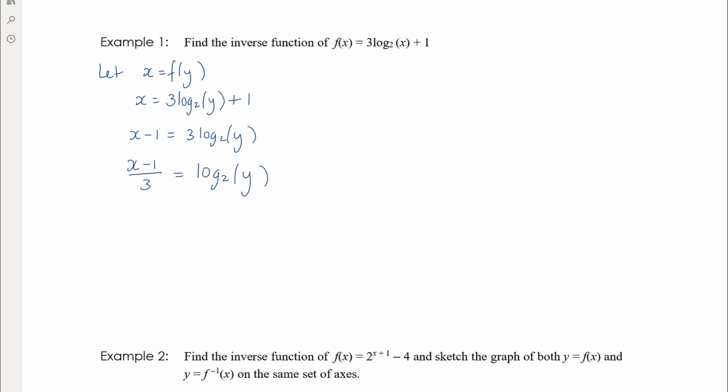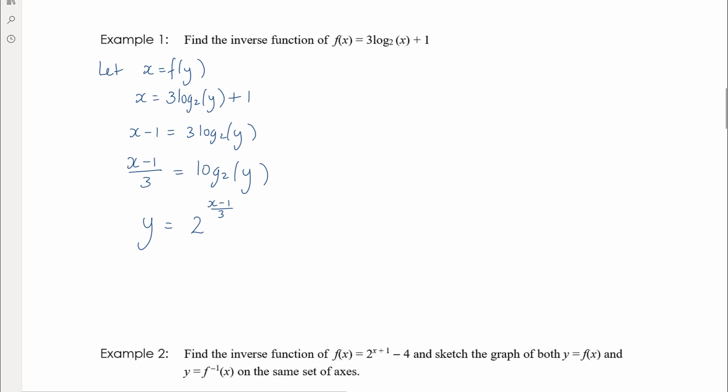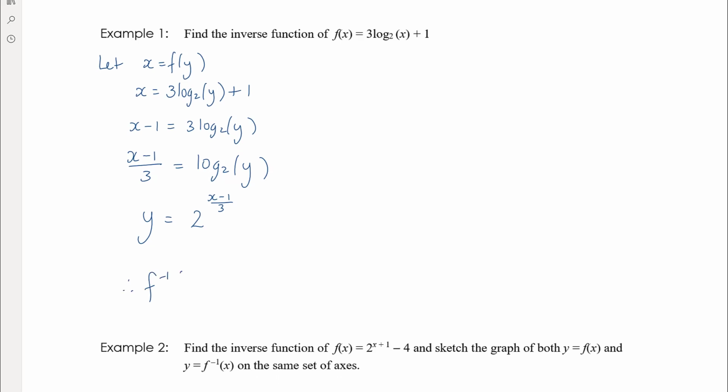And then I'm going to convert from a log equation to an exponential equation. Log base 2 of y equals that fraction means that y equals 2 to the power of that fraction. So there is my exponential equation with a base of 2. Find the inverse function, so let's answer that question. Therefore, f to the negative 1 of x is equal to 2 to the power of x minus 1 over 3.